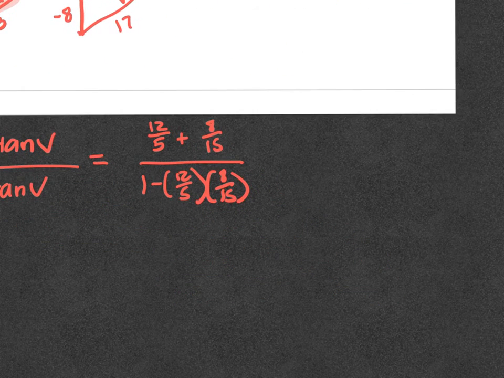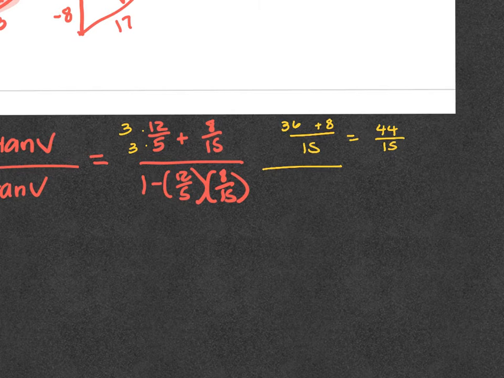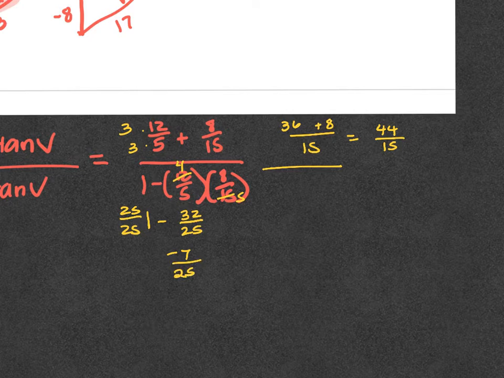So then in the top, you've got to change them so they have the same denominator. So it'll be 36 plus 8 over 15, 44 over 15. And then the denominator, 1 minus, multiply these out. 3 actually goes into this. 4, 5 times. So it's 32 over 25. 25 over 25 minus 32 over 25 is negative 7 over 25. And then keep change flip.